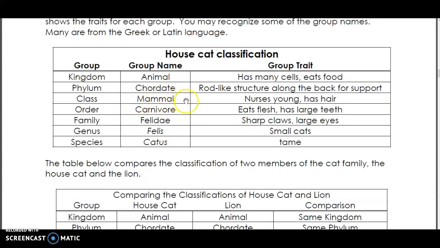Cats go even further. They are in the class mammal. That means that they nurse their young and they have hair. After that, we go to the order carnivore. Carnivores eat flesh. They have large teeth. Then their family is Felidae, which means they have sharp claws and large eyes. Their genus is Felis, that are small cats, and their species is catus, which means cat.